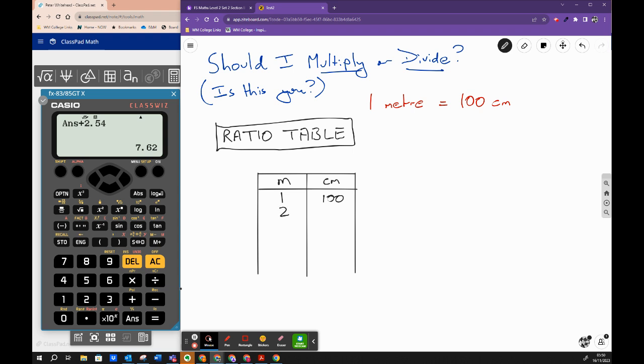what about 2 metres? Well, you'll probably say, well, 100, that'll be 200. What about 3 metres? 300. And we can see how we're going on. If I said, well, what about 5 metres? We'll see 500.